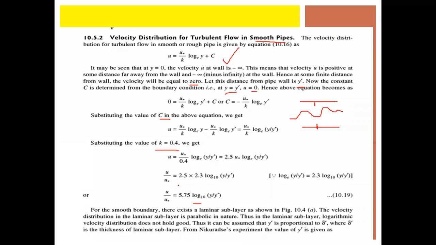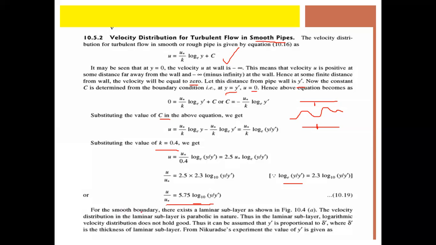Therefore u by u star is equal to 2.5 into 2.3 log 10 y by y dash. How are you getting this one? Since log e of y by y dash is equal to 2.3 log 10 y by y dash. So substituting this here, you get this value. Now after substituting, u by u star is equal to 5.75 into log 10 y by y dash.